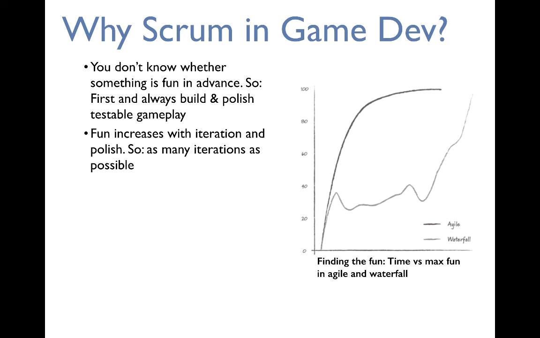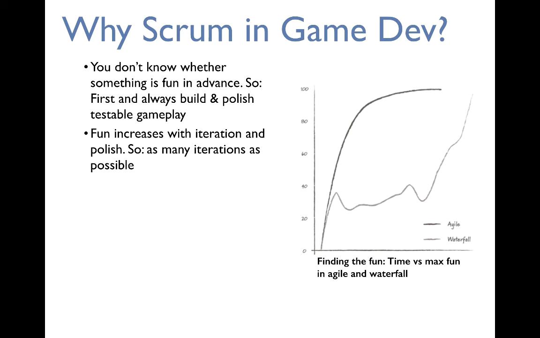The second main reason why Scrum is now the standard process in game development is because games are about making stuff fun, and you don't know whether an idea is fun in advance. You have to playtest the idea. So Scrum allows you to first build something playtestable to see whether it's fun, and then always focus on building and polishing testable gameplay to see whether whatever you add to gameplay increases the fun or not.